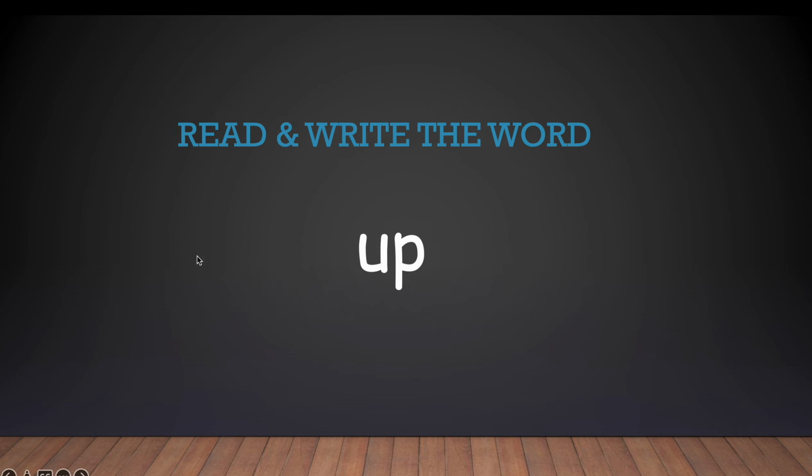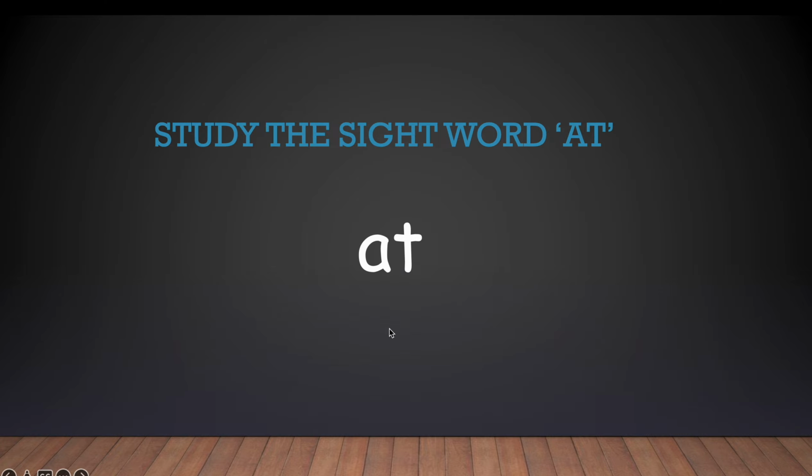Let's get ready to read and write the word up. Let's start with the letter U. Go down, up, and then bring it back down. And letter P goes down below the line and then around. Remember, you can write these words up in the sky with your finger with me, or you can write them down on a whiteboard or a piece of paper. Let's read it. Up.